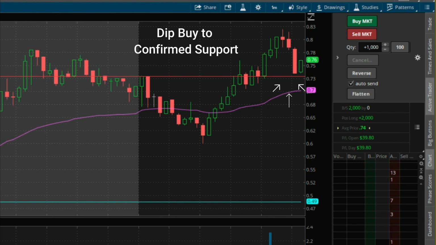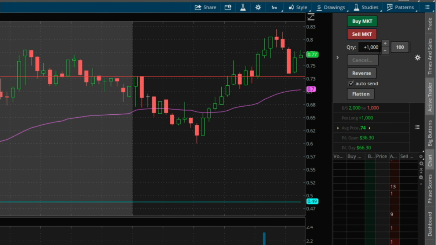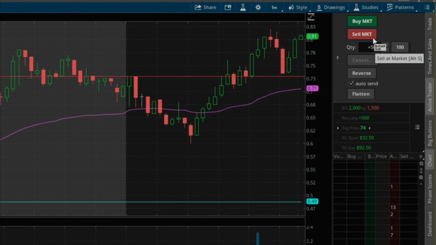And so when we get a pullback exactly down to the confirmed 73 level, it's just a really logical dip buying opportunity. And if you can be selective and disciplined, waiting for these types of setups, and then not being greedy and having a small reward target as well as a small risk, then it can just be a really successful strategy to add to your trading here.